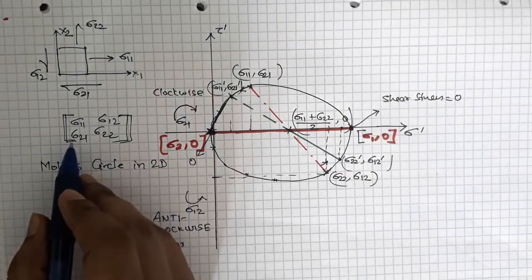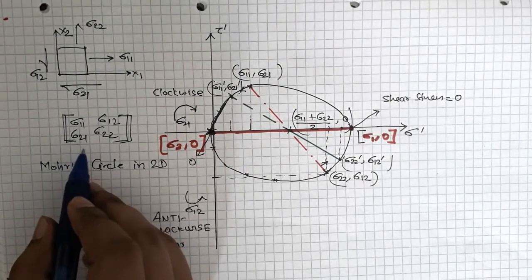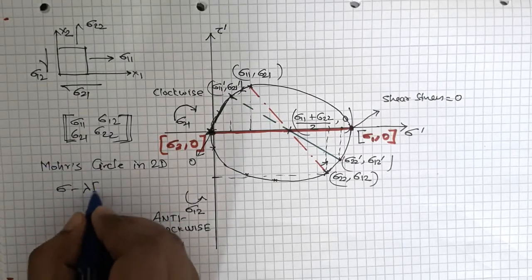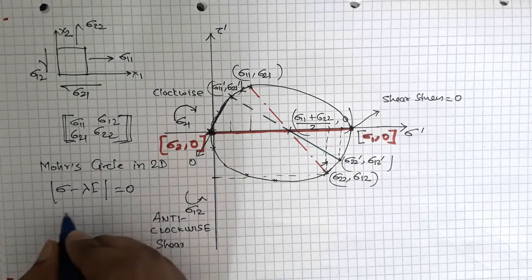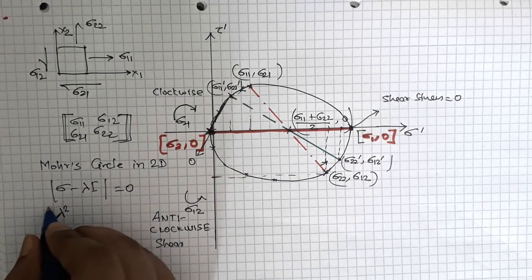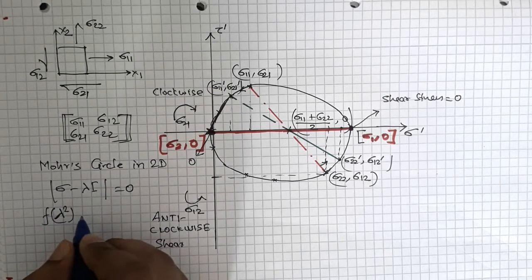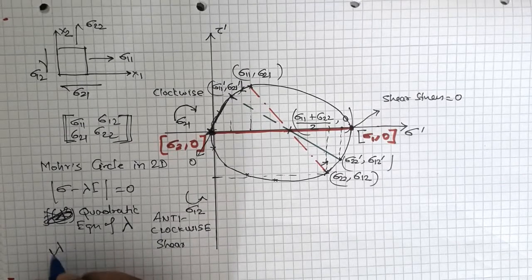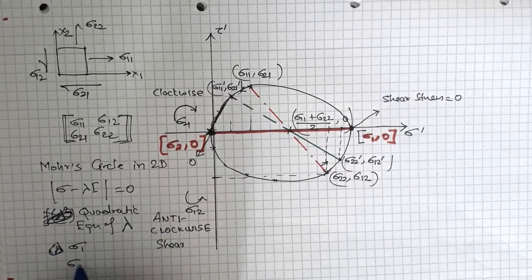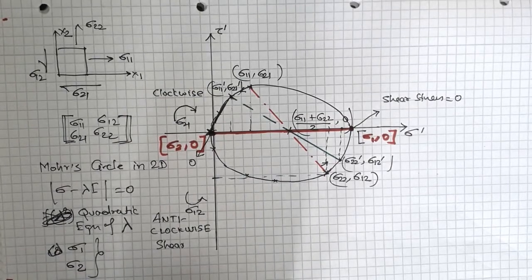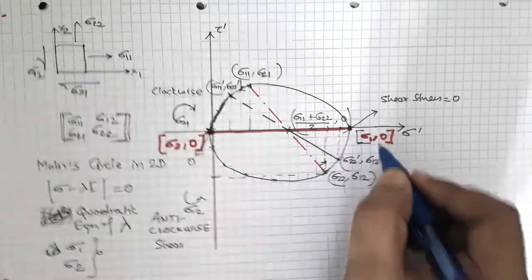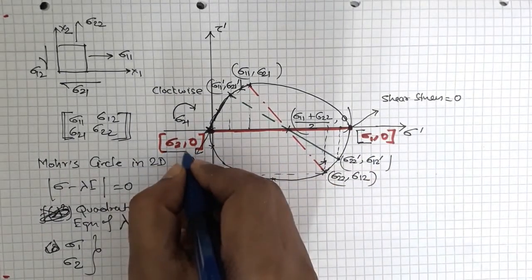You know that the stress tensor now has only 4 components. So when you do the determinant of sigma minus lambda I equal to 0, you will get an equation which will be quadratic in lambda, and therefore lambda will have 2 solutions. So you will get sigma 1 and sigma 2 as principal stresses, right? And these are the 2 principal stresses. This is the maximum principal stress, this is the minimum principal stress, right?